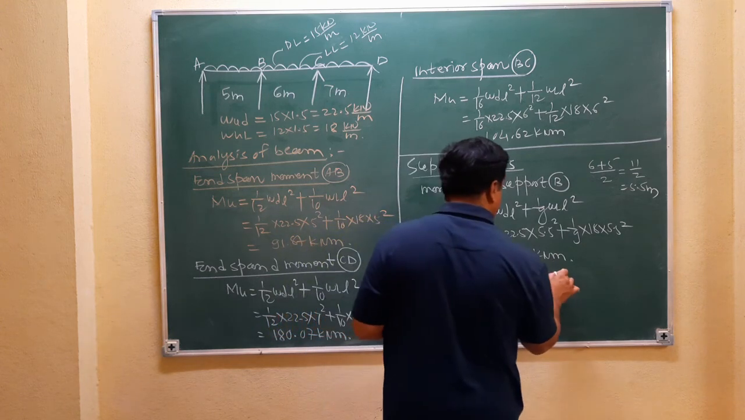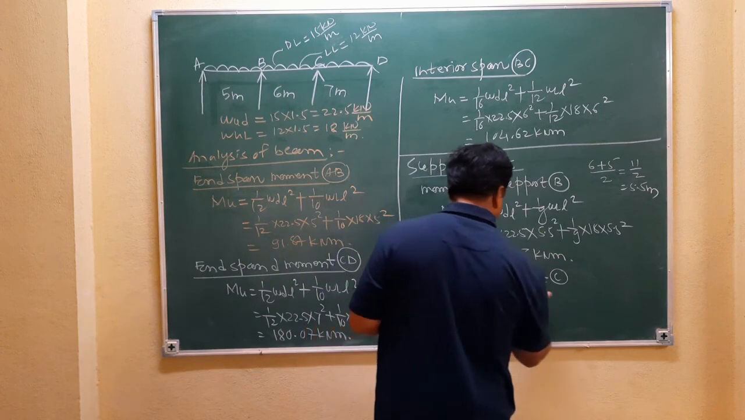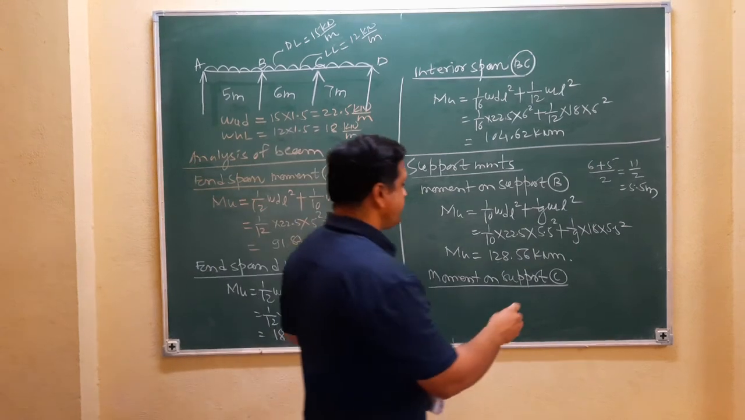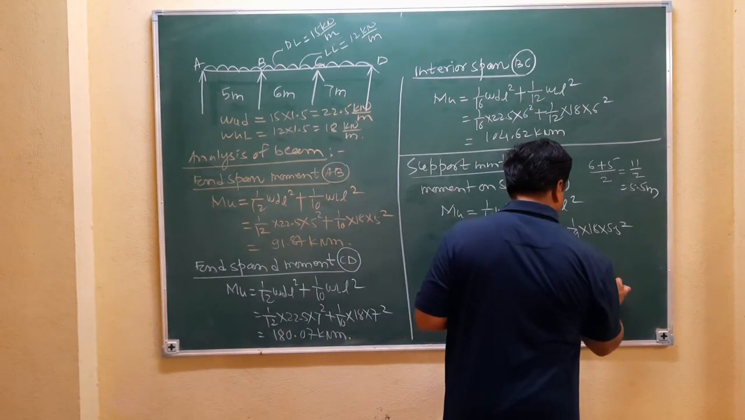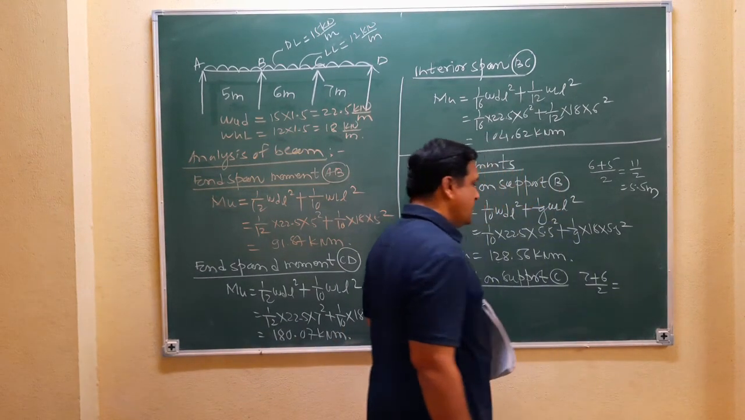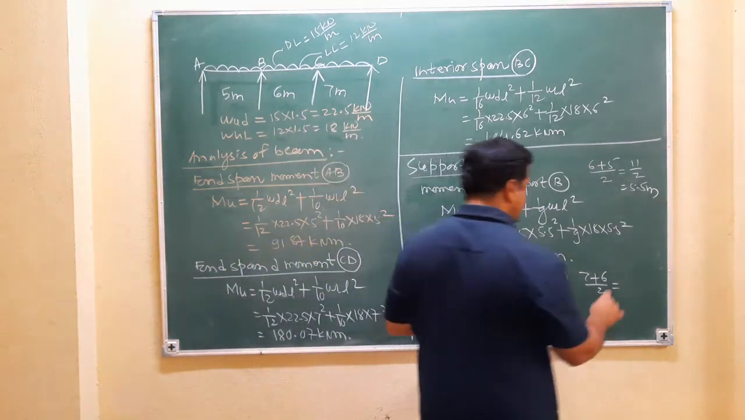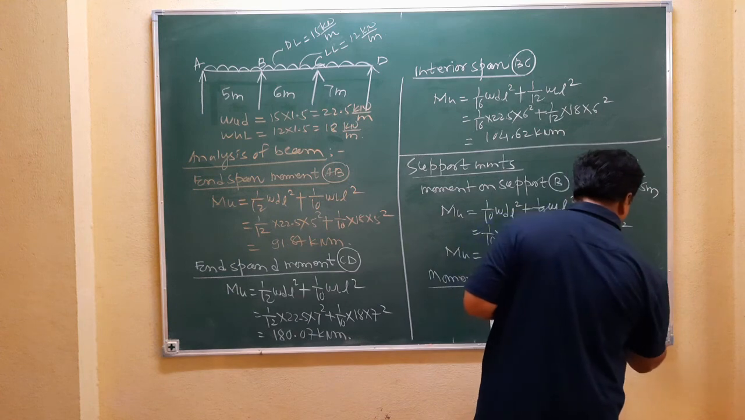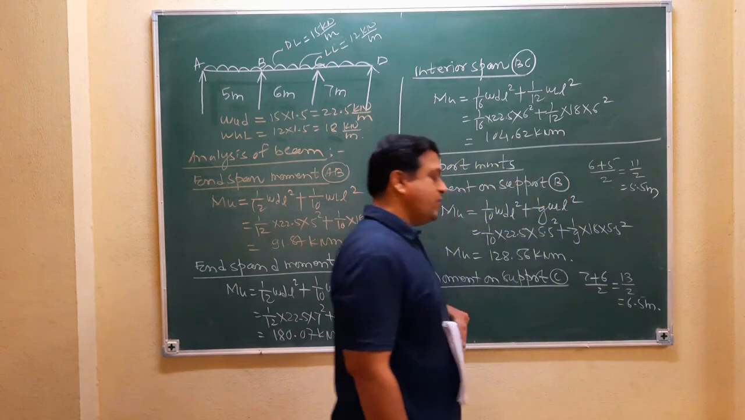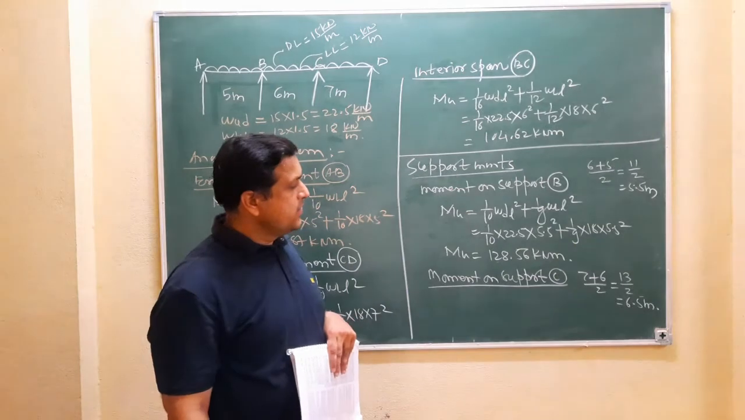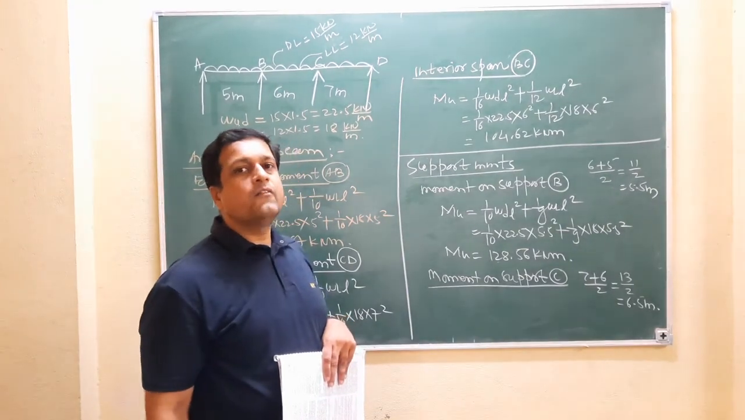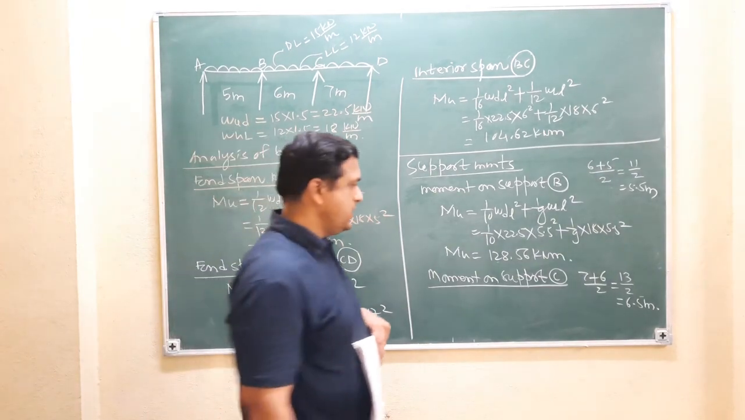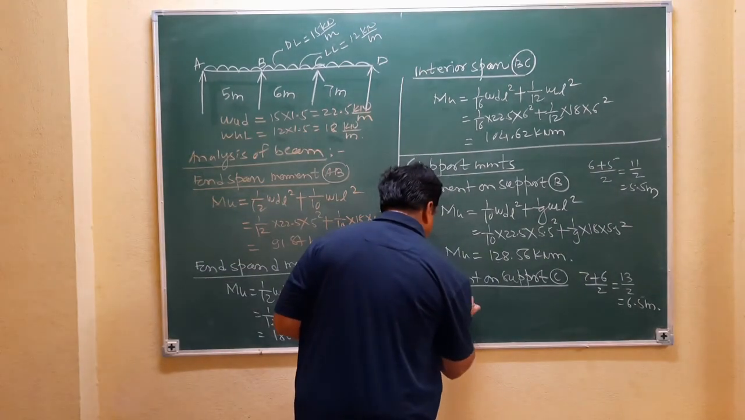And next is the moment on support C. So the average value is 6 plus 7, 7 plus 6 divided by 2. 13 divided by 2 is nothing but 6.5 meter. 6.5 meter is the average value. 7 plus 6 is 13 divided by 2, average is 6.5. Now you have to use the same formula.